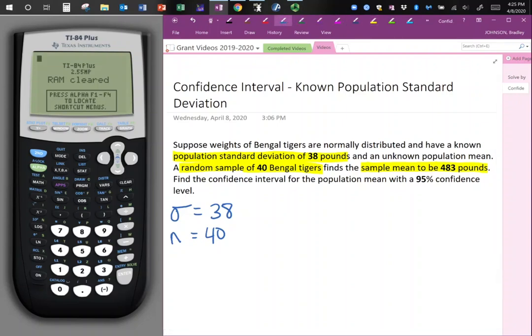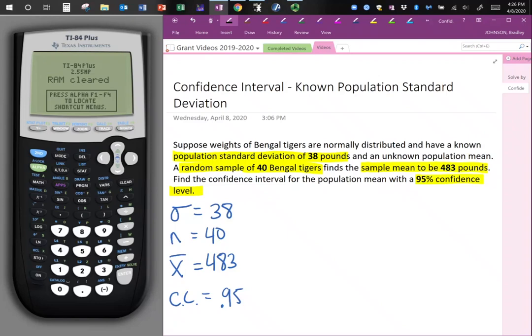How do I mark the sample mean? Well, I can label that as x bar. X bar is the sample mean. And then the confidence interval that we're creating has a 95% confidence level. I'll label the confidence level as CL, and 95%, I will convert to 0.95. Now, I'm going to demonstrate this in the calculator first.